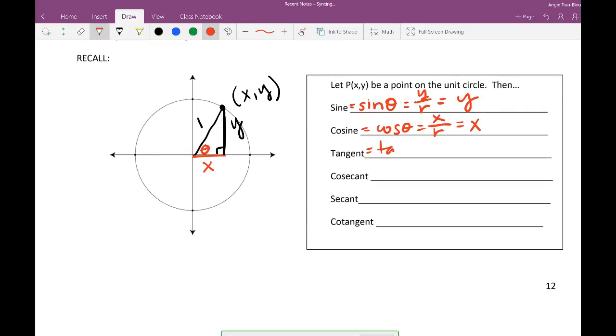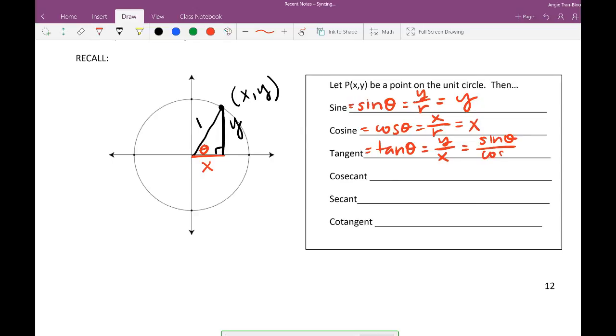Tangent, you can think of it as what? Y over x. Opposite over adjacent. But in a unit circle, y is sine, isn't it, class? And x is cosine. So if you have sine and cosine, you can just divide the two and then get tangent. Cosecant, class, it's the reciprocal of sine. So it's 1 over sine. Okay, so if you have sine, you can find the answer. Or 1 over what? 1 over y.